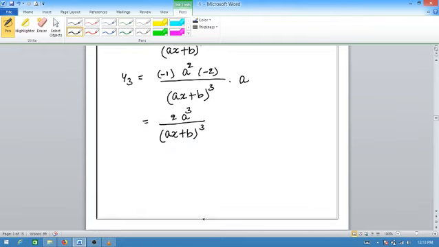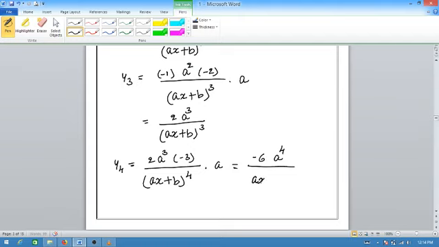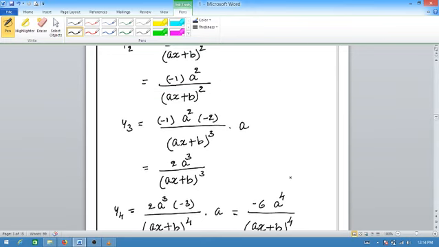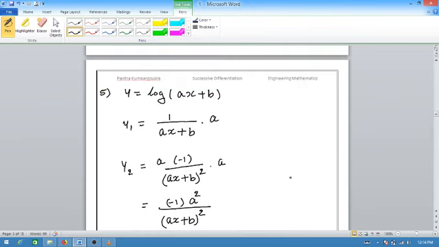So the next one, if I differentiate one more time, we get y4 is equal to, 2 is constant, a cube is constant, differentiation again is minus 3 divided by (ax plus b) whole raised to 4 into a. So that is equal to minus 6 into a cube into a, which is a raised to 4, divided by (ax plus b) whole raised to 4. So I will generalize it now.